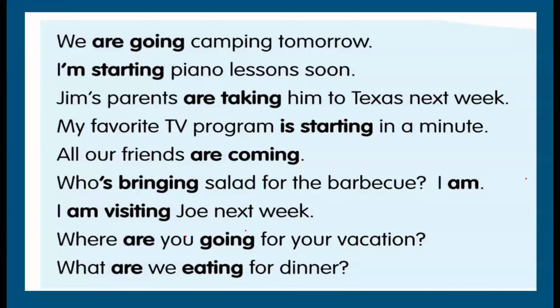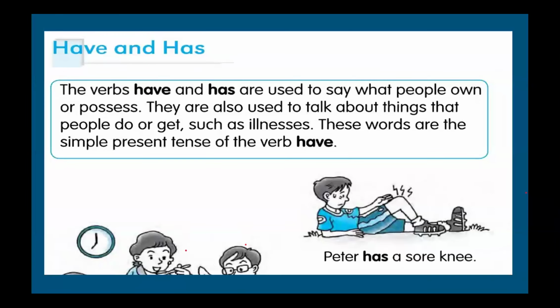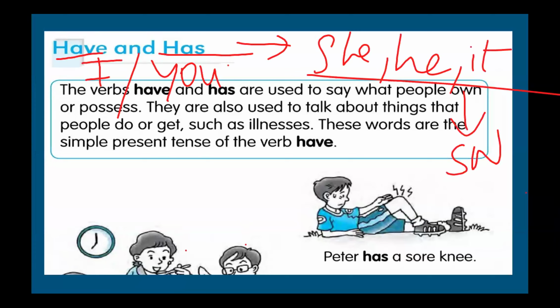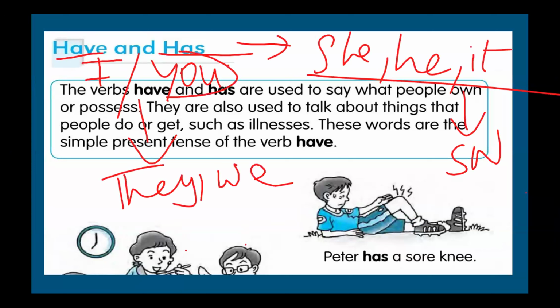We have already seen it. Then going to our have and has. Other helping verbs, have and has. With has, we use pronouns like she has, he has, it has, and with singular nouns. And we use have with pronouns like they have, we have, you have, I have. With plural nouns, you will use have.